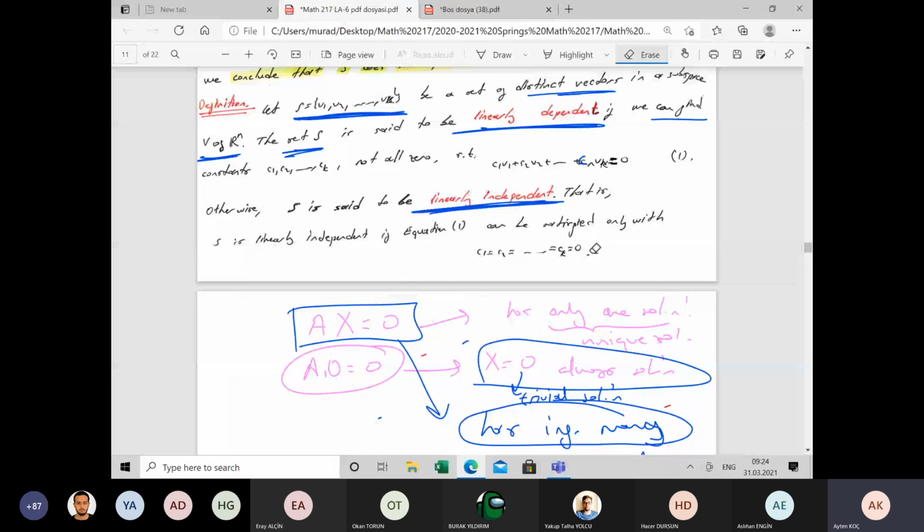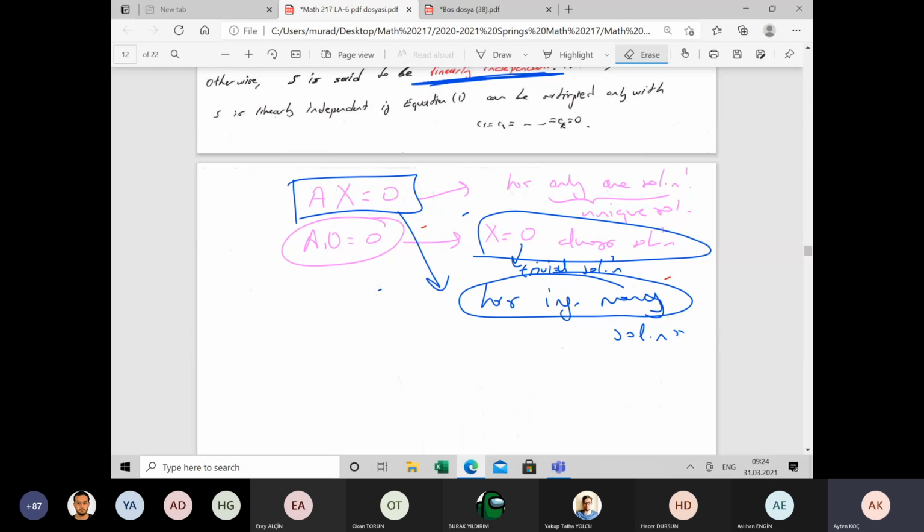And we have one set here. It's okay. One set here, S, and V1, V2, and Vk. Our aim is to check whether this set in R^n, R space, is linearly independent or not. How to check that? Construct this one.